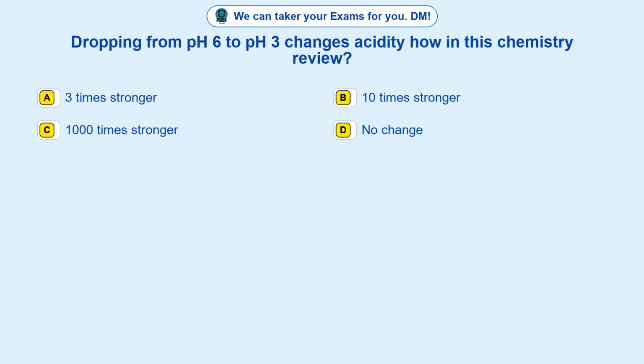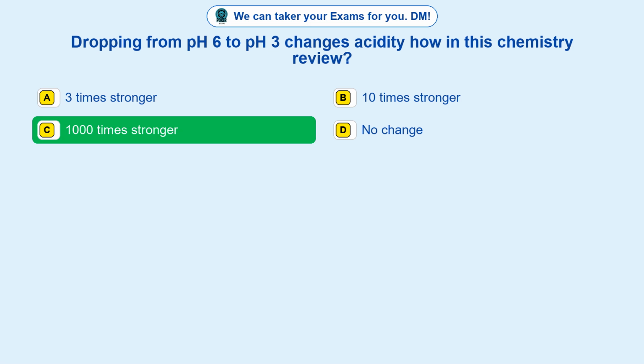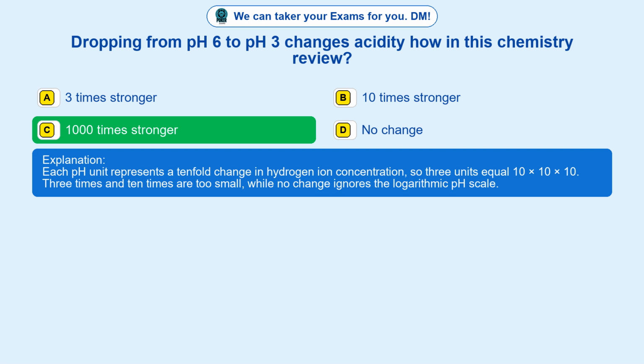Question 53. Dropping from pH 6 to pH 3 changes acidity how in this chemistry review? Option A, 3 times stronger. Option B, 10 times stronger. Option C, 1000 times stronger. Option D, no change. The correct answer is option C, 1000 times stronger. Each pH unit represents a 10-fold change in hydrogen ion concentration, so 3 units equal 10 times 10 times 10. 3 times and 10 times are too small, while no change ignores the logarithmic pH scale.